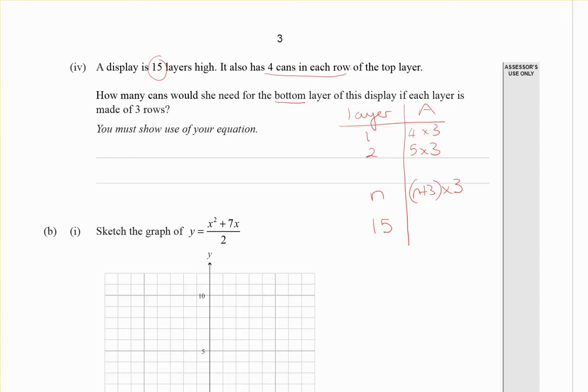The 4 cans in each row tells us it's exactly the same as the previous question, so the same formula will apply. 15 plus 3 times 3, so we need to show some working. You must show use of your equation. So the equation was A equals 3n plus 9 if we use the expanded form. So A will equal 3 times 15, we want layer 15, plus 9. That would be 54 cans.